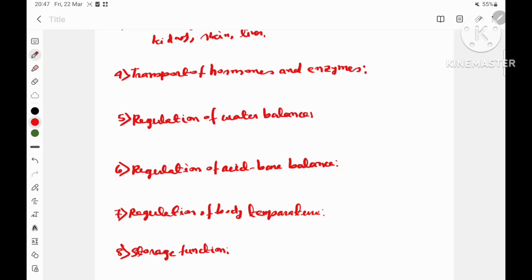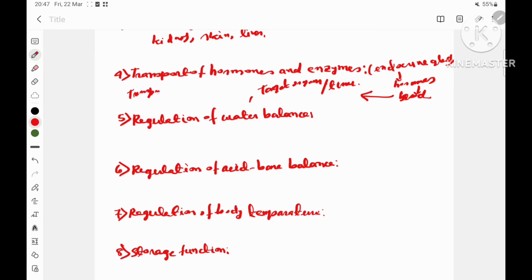Next one is transport of hormones and enzymes. Hormones which are secreted by the ductless glands, or you can say endocrine glands, are released directly into blood. Then the blood transports these hormones to the target organs or tissues. Blood also transports enzymes.